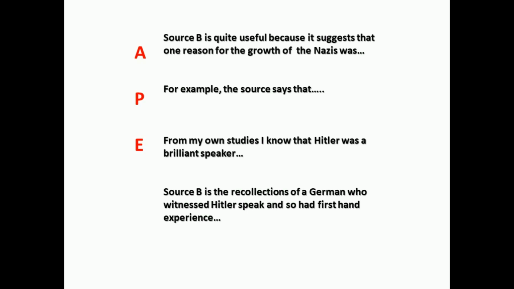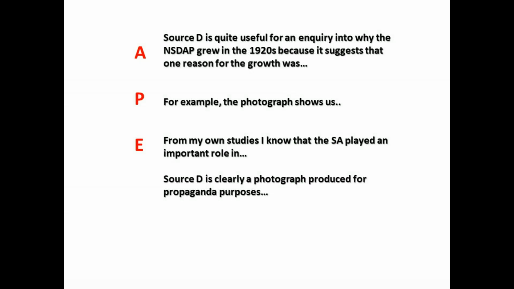And then you evaluate the plausibility, the strength of the source by knopping it. And in this case, the source was produced by someone who was there at the time, was a first-hand witness to Hitler speaking, and that makes the source credible. So then the next paragraph, you would APE source D. You'd say source D is quite useful for an inquiry into the growth of the Nazi Party because it shows how important the SA were.